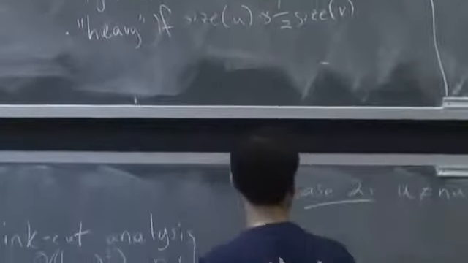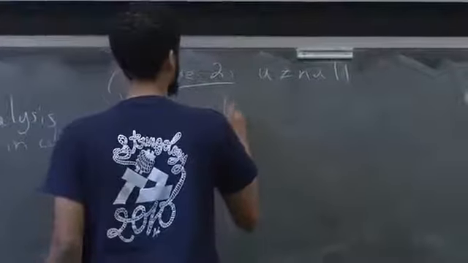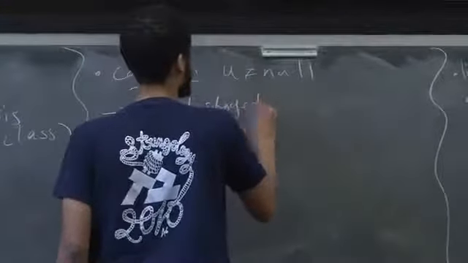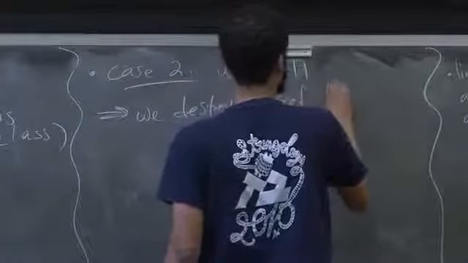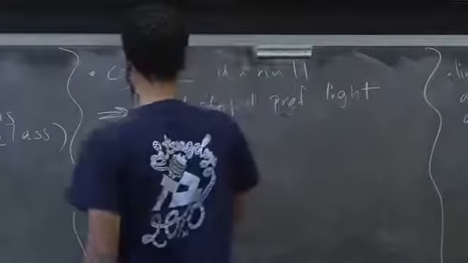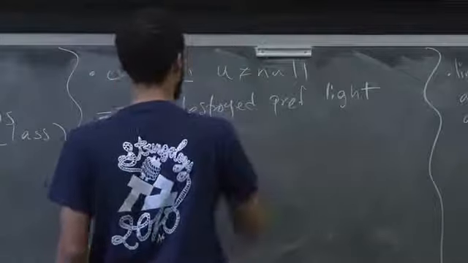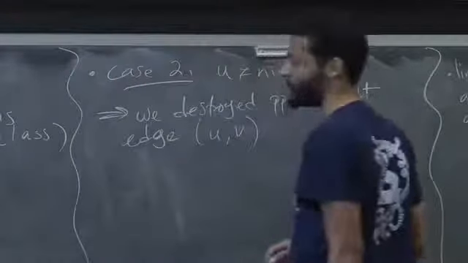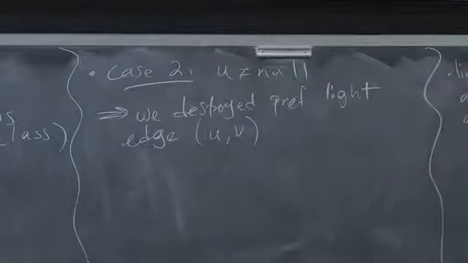So this implies we destroyed some preferred light edge UV. These are children in the represented tree. Yeah, represented tree. That's right. Is the represented tree necessarily a binary tree? No. It can have many light children. You can have lots and lots of light children, but you can only have one heavy child. Or you can have no heavy children. That's also possible.